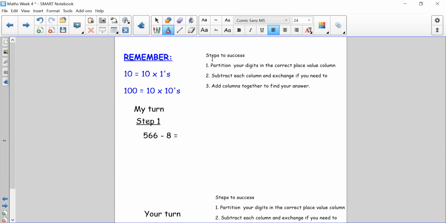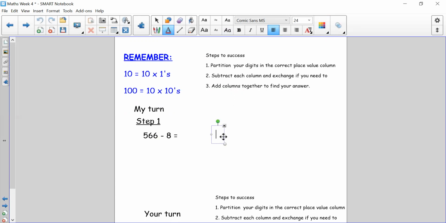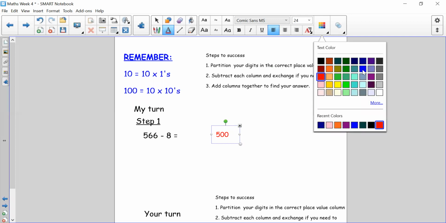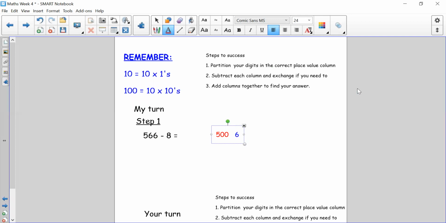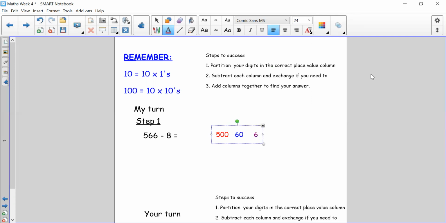So we need to partition our digits first. So I'm going to partition 566, remembering from our lesson on Tuesday how we partition digits. So 566 is made up of 500. How many tens? 6 tens. So 6 tens is 60. How many ones? 6 ones. So in my ones column, I'm going to put 6 for my ones.